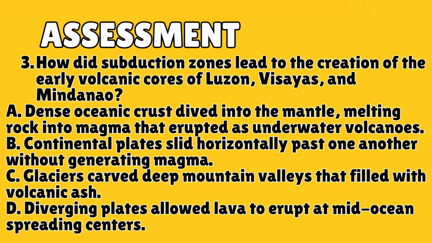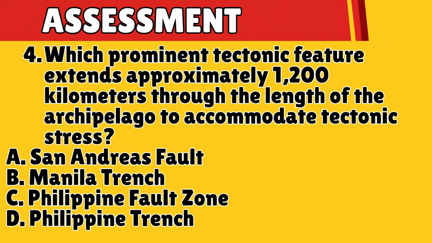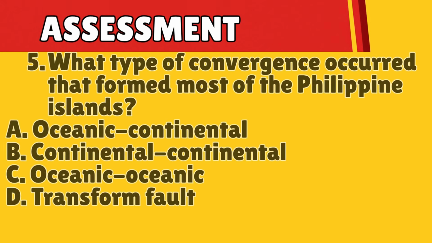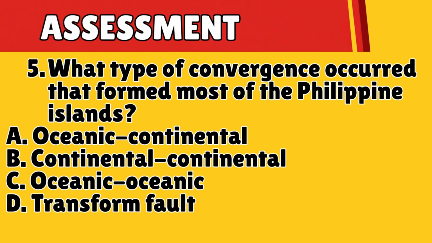Number 4. Which prominent tectonic feature extends approximately 1,200 kilometers through the length of the archipelago to accommodate tectonic stress? A. San Andreas Fault, B. Manila Trench, C. Philippine Fault Zone, or D. Philippine Trench. And last number, what type of convergence occurred that formed most of the Philippine Islands? A. Oceanic-Continental, B. Continental-Continental, C. Oceanic-Oceanic, or D. Transform Fault.